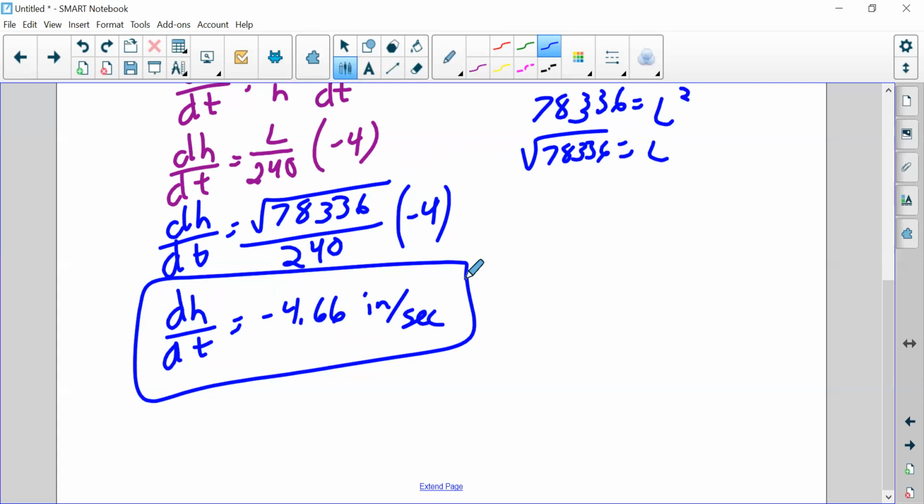Now you notice that in the answer key, they did not put the negative, and that's because they were looking at the speed, not the velocity. So direction was not important. So that's the reason why you see in the answer key that the negative disappeared. So you could just say that the horizontal speed is 4.66 inches per second. The speed is the absolute value of velocity. All right, so that's enough for that.